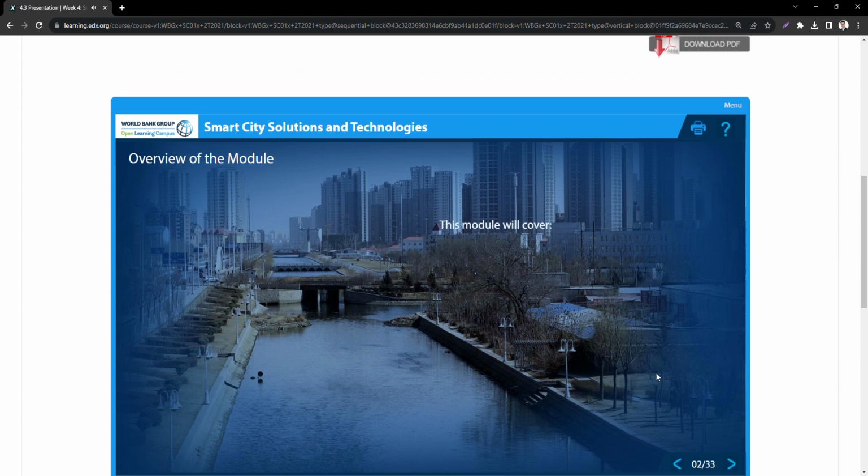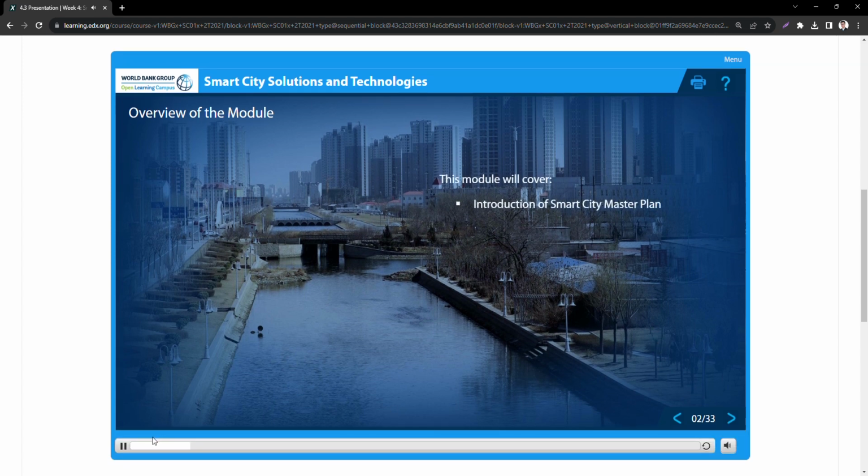First, this module will introduce master plans for smart cities and business models. Then, it will look at representative master plans of smart cities, including an overview on why the master plan is important. For this, let's look at some representative examples of a smart city master plan and learn about them.